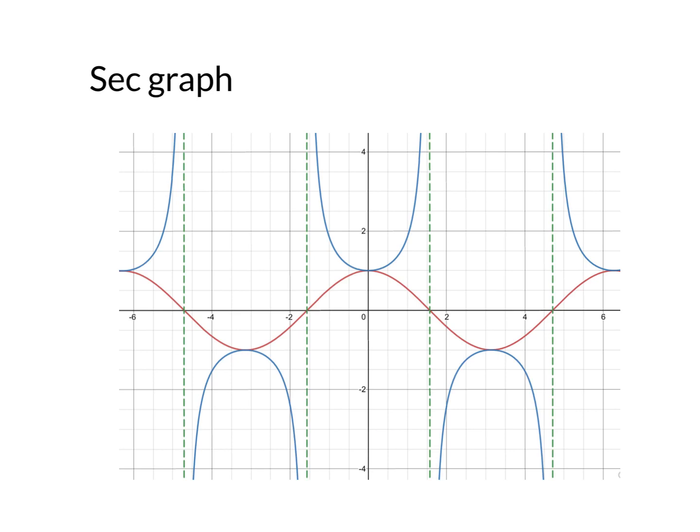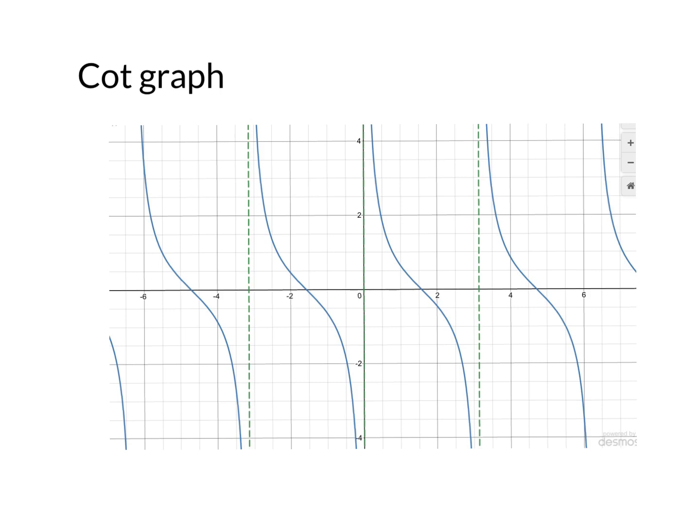The sec graph is the reciprocal of cos. So where cos is equal to 0, we end up with asymptotes. So at 90 degrees, pi on 2. At 270, 3 pi on 2. At minus 90, etc.